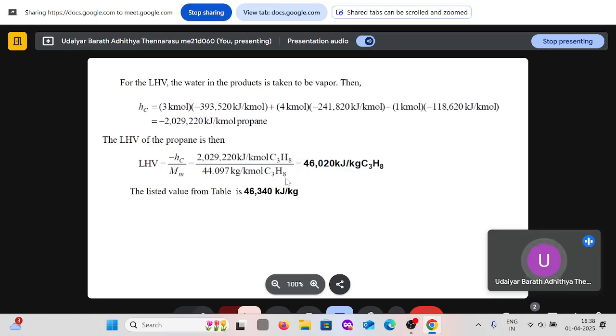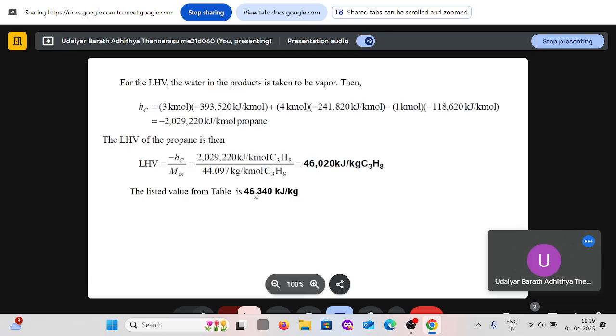to find out LHV. So LHV of propane, substituting the value, minus Hc by molar mass, we'll get 46,020 kilojoule per kg. The listed value is 46,340.